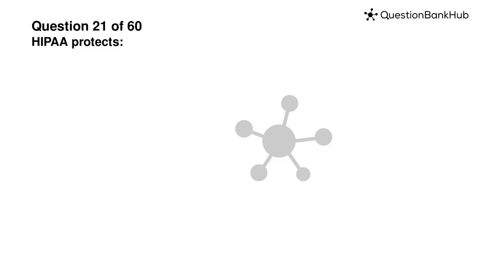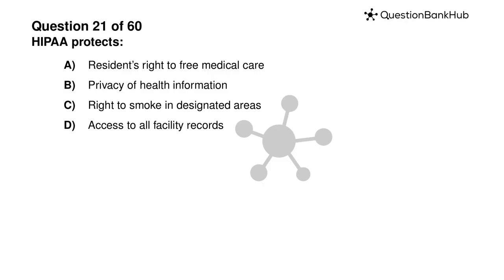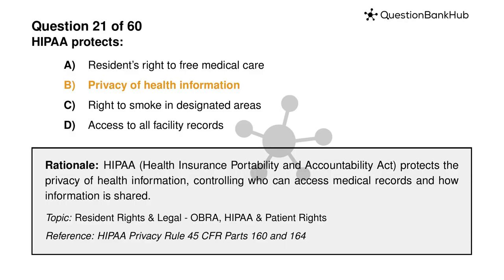Question 21. HIPAA protects A. Residents' right to free medical care. B. Privacy of health information. C. Right to smoke in designated areas. D. Access to all facility records. The correct answer is B. Privacy of health information. HIPAA, Health Insurance Portability and Accountability Act, protects the privacy of health information, controlling who can access medical records and how information is shared.